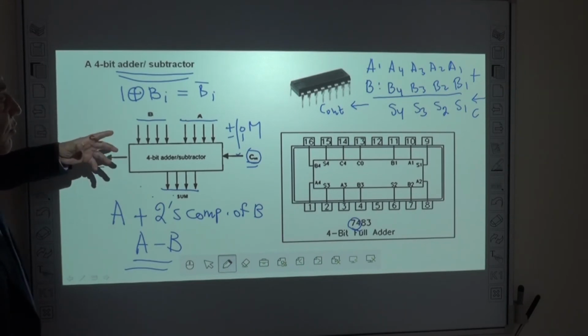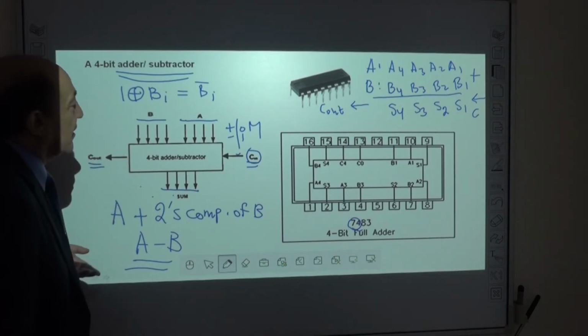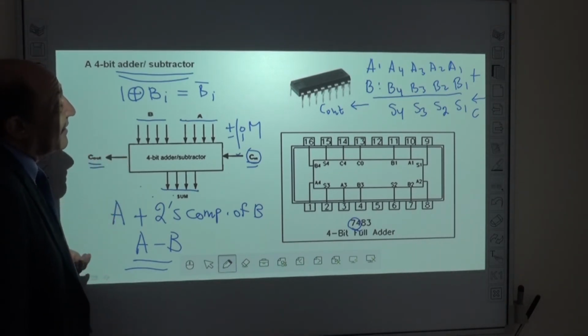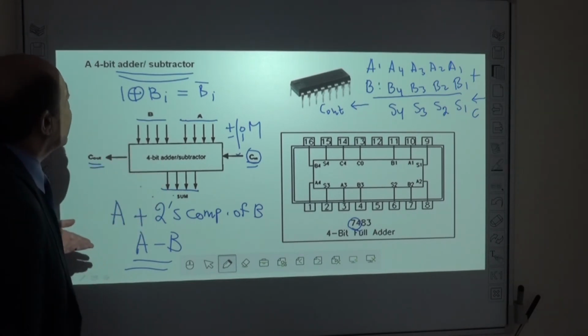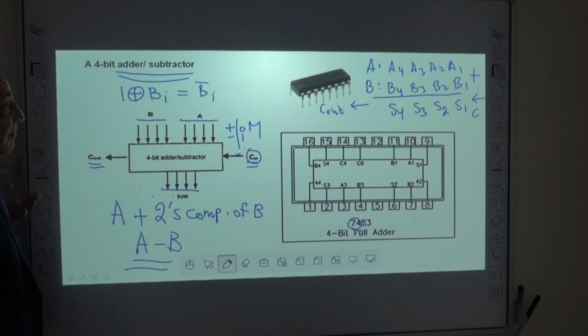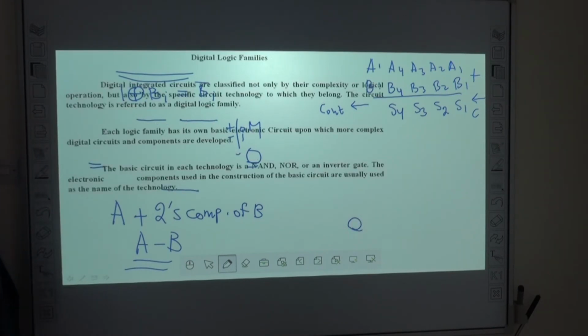As we move in the course, we'll be familiar with more ICs ready to use.